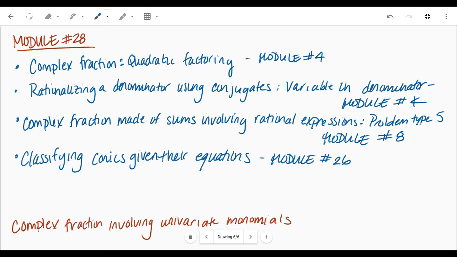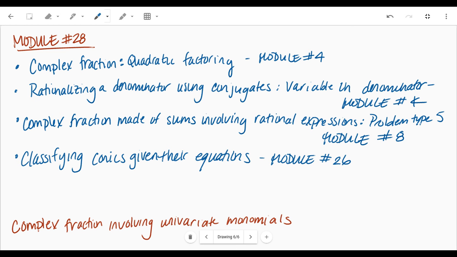All right, Module 28. I thought there were more that were from previous modules, but I guess not. So there's these 4 from previous modules. The first 3 are from really early on. And then the last one there, classifying conics, was just from 2 modules ago in Module 26. So revisiting that one. But we're going to start with complex fraction involving univariate monomials.